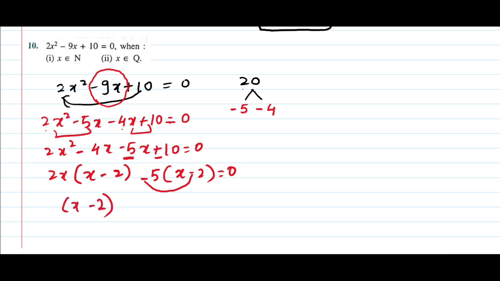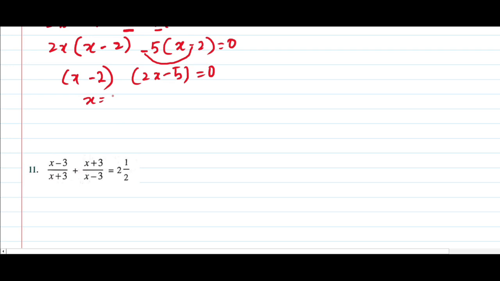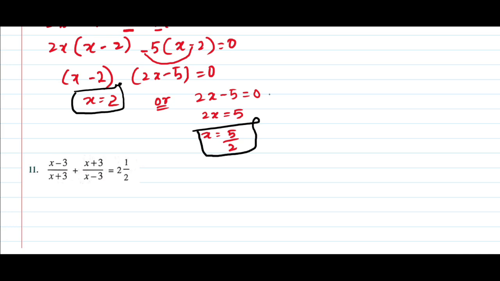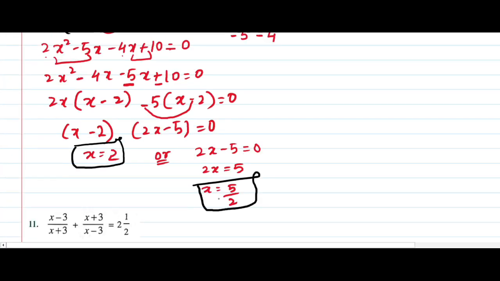So the common terms I have written on one side, and 2x minus 5 equals 0 I have written on the other side. Next, x is equal to 2, or 2x minus 5 equals 0. Again 2x is equal to 5, x is equal to 5 by 2. So the answer I have got here is x is equal to 2, or x is equal to 5 by 2. I hope the session is clear for everyone, and in the next session we will begin with the 11th question. Okay, so thank you everyone.